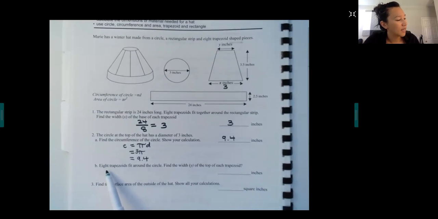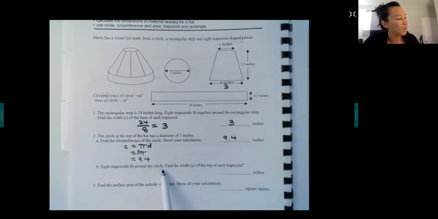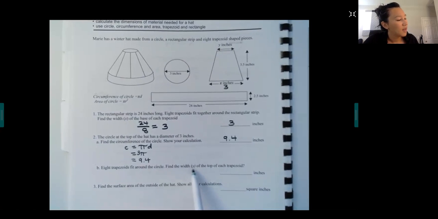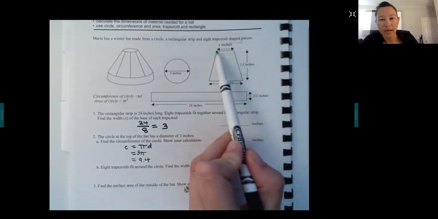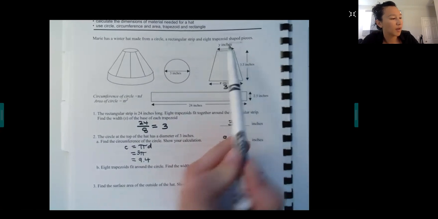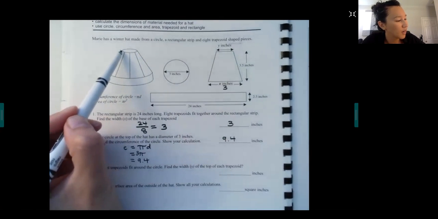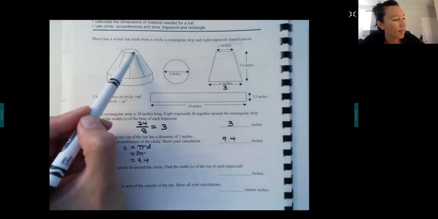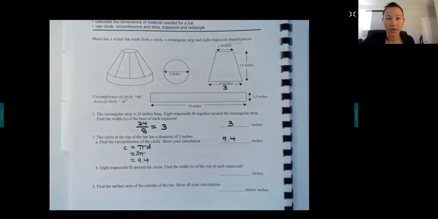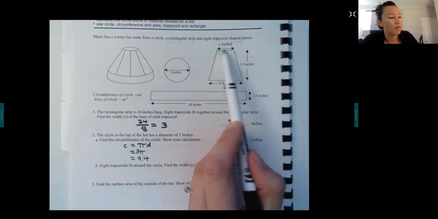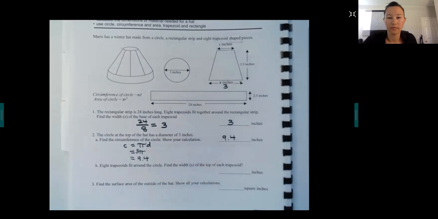And then B tells us that 8 trapezoids fit around the circle. Find the width of the top of each trapezoid. So we need to know this distance up here, which they didn't give us. But now we know the distance around here is 9.4, and that 8 of them go around it. So what does that mean this width is?